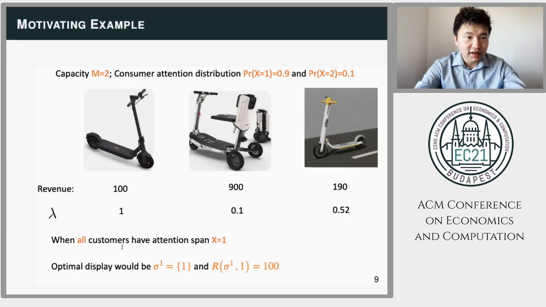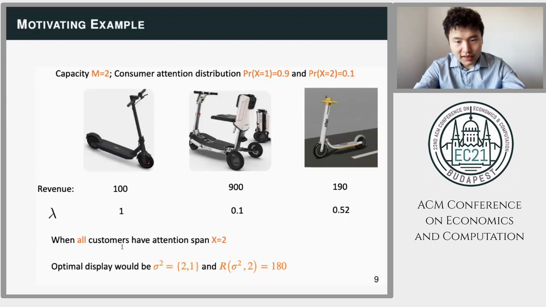We first consider a case when all the customers have a fixed attention span x equals 1. In this case, the optimal display is to put product 1 in the first position, with revenue being 100. Then, when all consumers have attention span x equals 2, the optimal display is to put product 2 in the first position, and put product 1 in the second position. As we know the consumer's attention span is 2, the revenue is 180 based on our previous formulation.